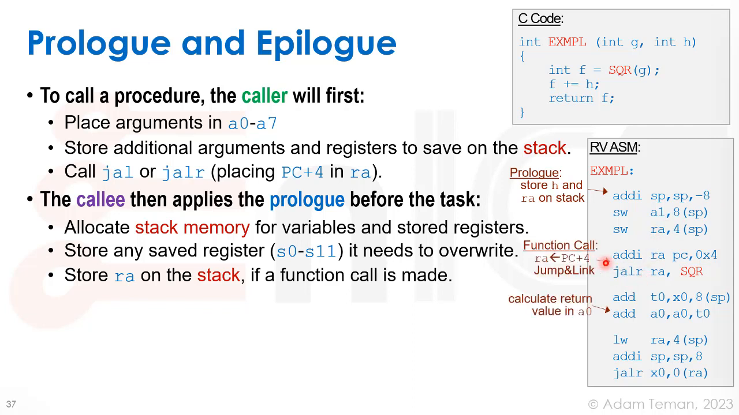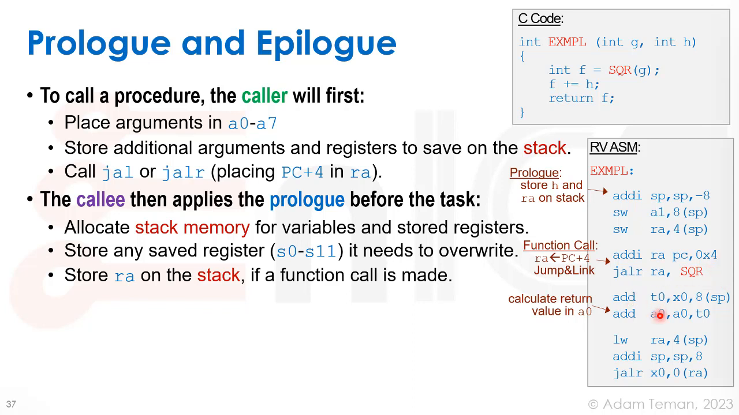Okay. Then we do this function call. So it's going to JAL to square over here. Okay. And then it's going to calculate the return value in A0.